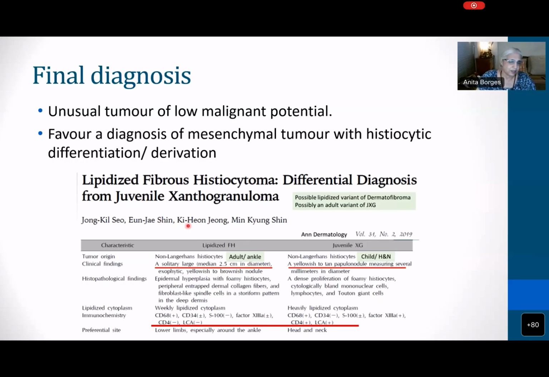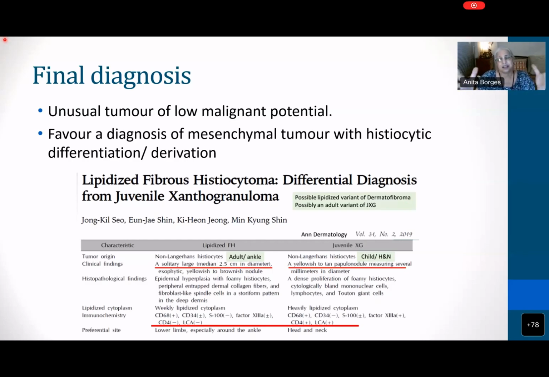Anybody who wants to look at this, if there are people who are interested, can look this up. The only difference between a juvenile xanthogranuloma and this lipidized fibrous histiocytoma is that CYP4 and LCA would have been negative in this lipidized fibrous histiocytoma and positive in a xanthogranuloma. But as far as I'm concerned, I believe that this is too narrow a way of trying to distinguish one from the other. I believe that this lipidized fibrous histiocytoma is probably a lipidized variant of dermatofibroma or possibly an adult variant of juvenile xanthogranuloma.